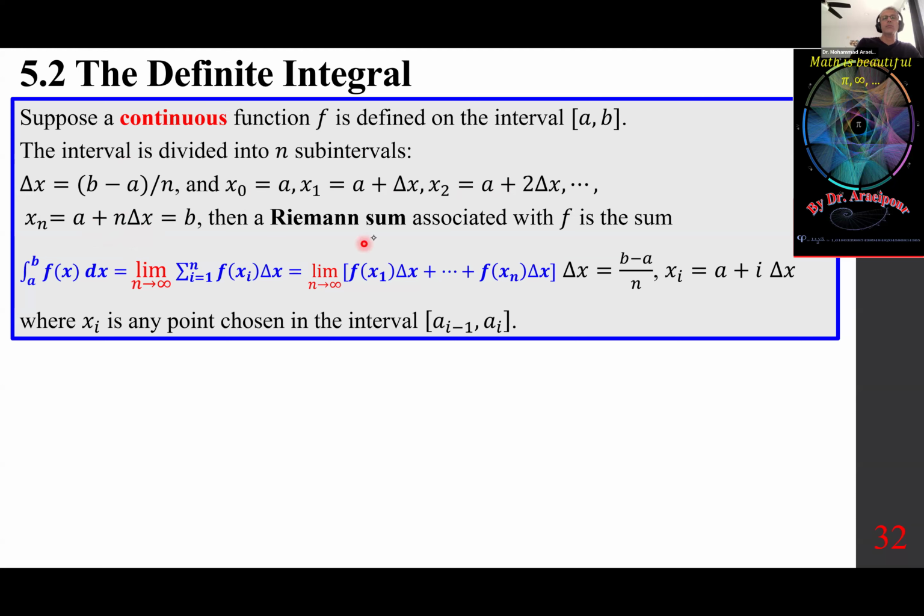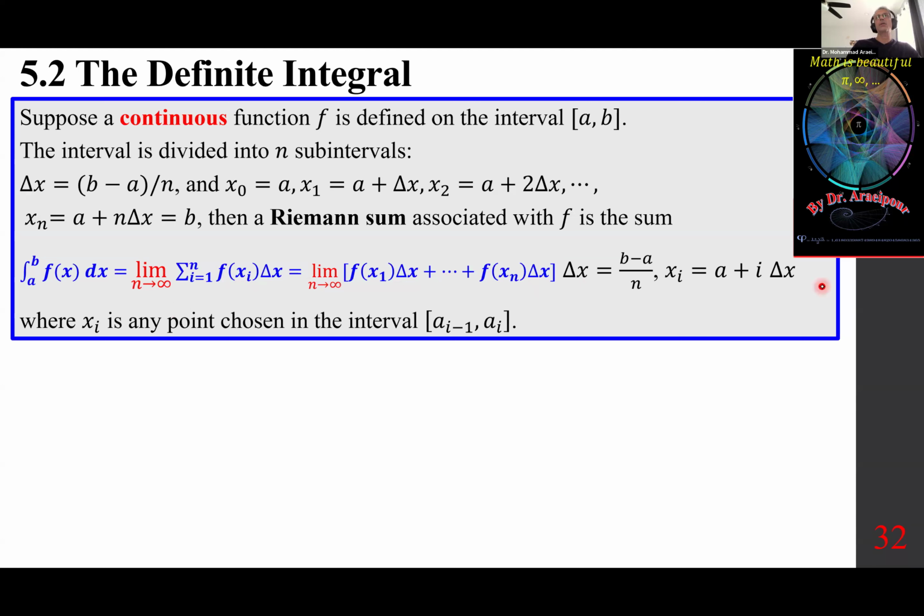Then a Riemann sum associated with f is the following sum. The integral from a to b of f of x dx is equal to the limit as n approaches infinity of the summation of i going from 1 to n of f of x sub i delta x. So this means f of x sub 1 times delta x all the way to f of x sub n times delta x. And again, delta x is b minus a over n. x sub i is a plus i delta x.